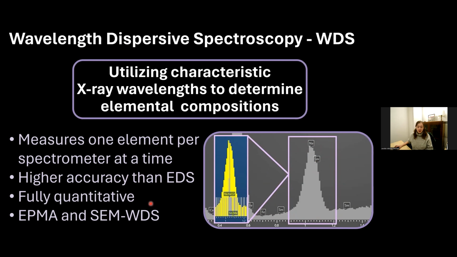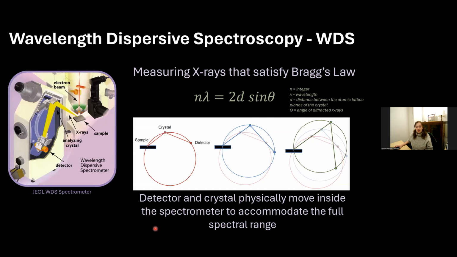WDS is fully quantitative. You get higher accuracy than EDS. You can find this typically in electron microprobes, so EPMA is electron probe microanalysis. But you can also get SEM-WDS, and this is where you have a single detector running on a regular SEM. So WDS is a little bit more complicated than EDS to worry about.